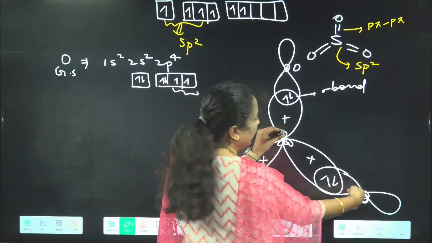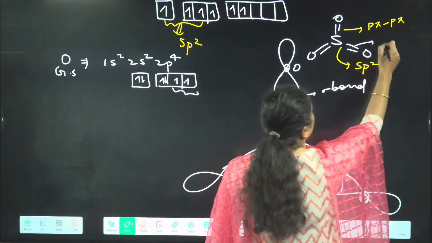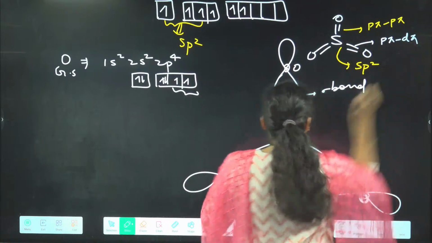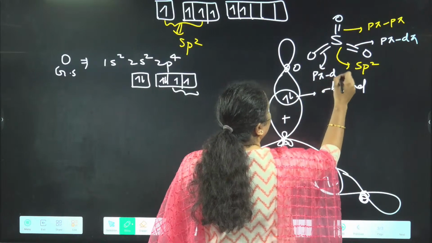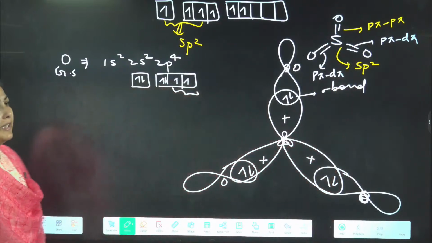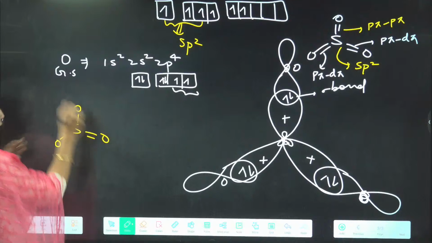Now you have 1 d and you have p here, so you will have sideways overlapping. So the other bond is going to be p pi d pi. Similarly, d from here, p from here, you are going to have p pi d pi. Getting it? So simply, if you are being provided, you don't have to do the overall analysis.